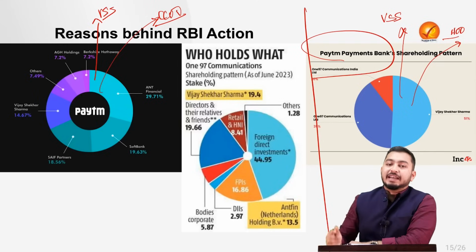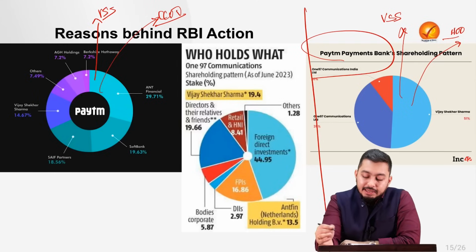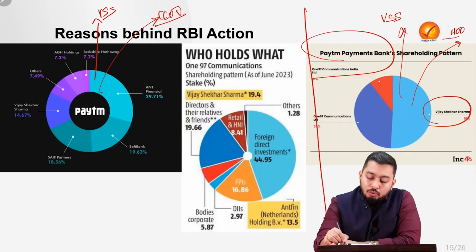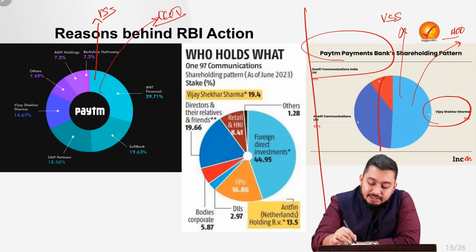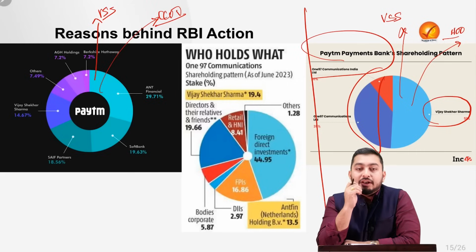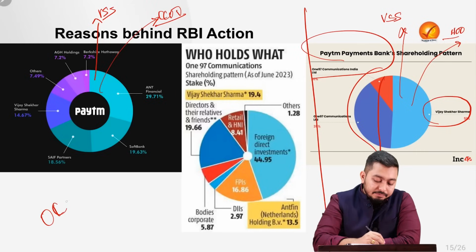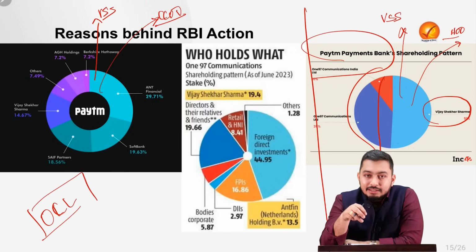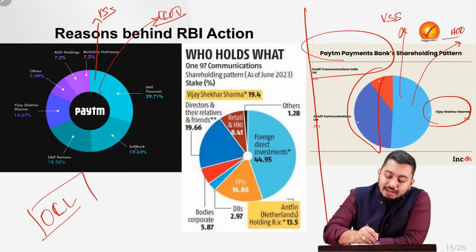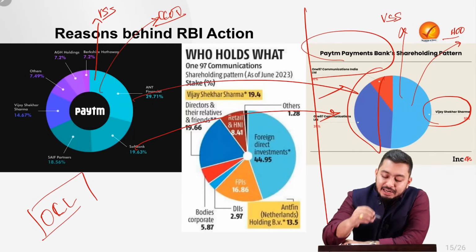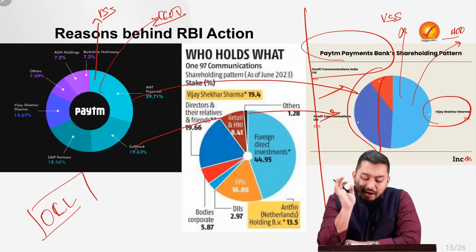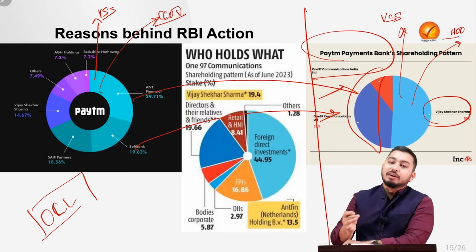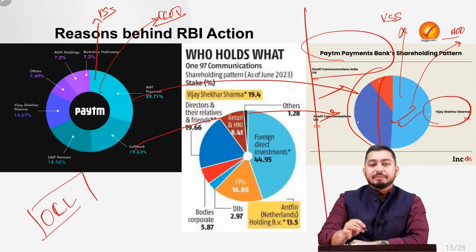Now who owns this bank? So here you will see that Vijay Shekhar Sharma owns 51%, and the rest is owned by One97 or OCL, One97 Communications Limited. Now this OCL, in this OCL, who has ownership? Ant Financial, SoftBank. So Ant Financial particularly will naturally be a shareholder of the Paytm Payments Bank.